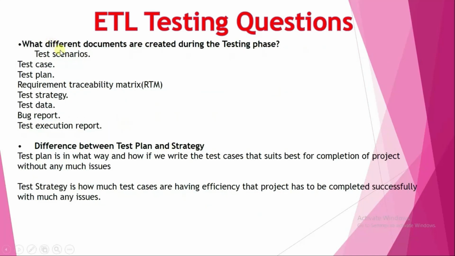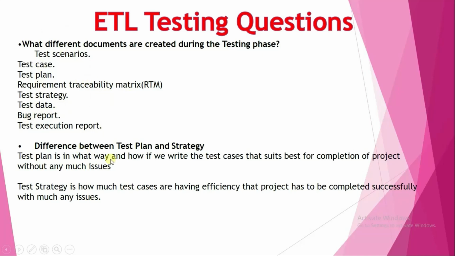So what different documents are created in the testing phase? Test scenarios, test cases, test plan, requirement traceability matrix, that is the RTM document, test strategy, test data, bug report, and test execution report. All these documents are required in the testing phase.